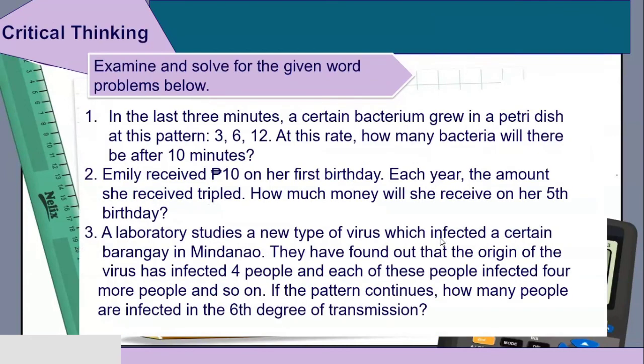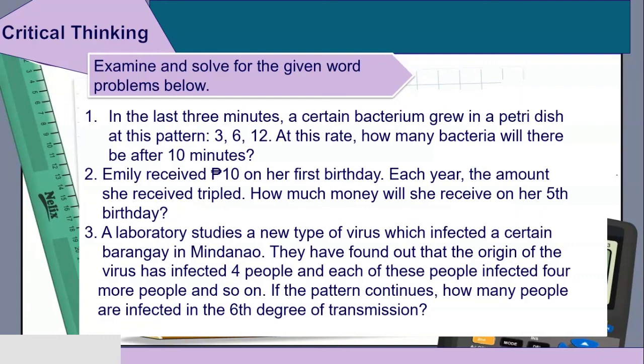For your last activity, you just have to comment your answer on the comment section of this video. For number 1, in the last 3 minutes, a certain bacterium grew in a petri dish at this pattern: 3, 6, and 12. At this rate, how many bacteria will there be after 10 minutes? So it's asking how many bacteria after 10 minutes.